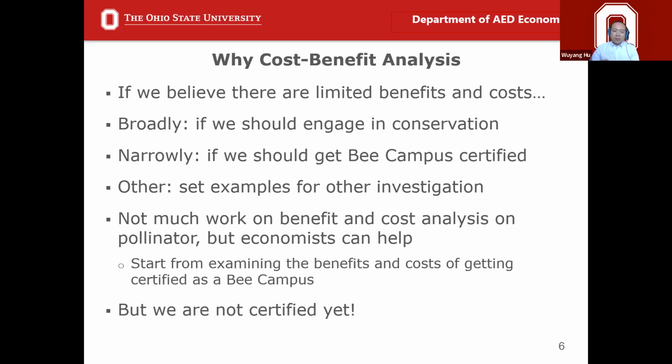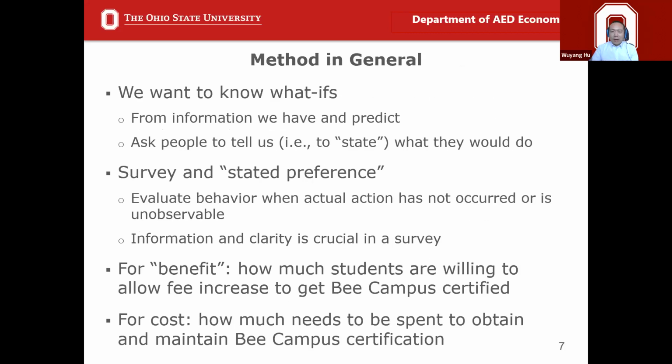We're going to start by examining the dollar value of the benefits and the dollar value of the cost of getting certified as Bee Campus USA. But the problem is we don't have certification yet, right? Take OSU as an example. OSU doesn't have a Bee Campus certification status yet. And how do we find out the cost and benefit before we even do it, right? So that's how we're helping as economists, getting into the stories and trying to provide our advice.